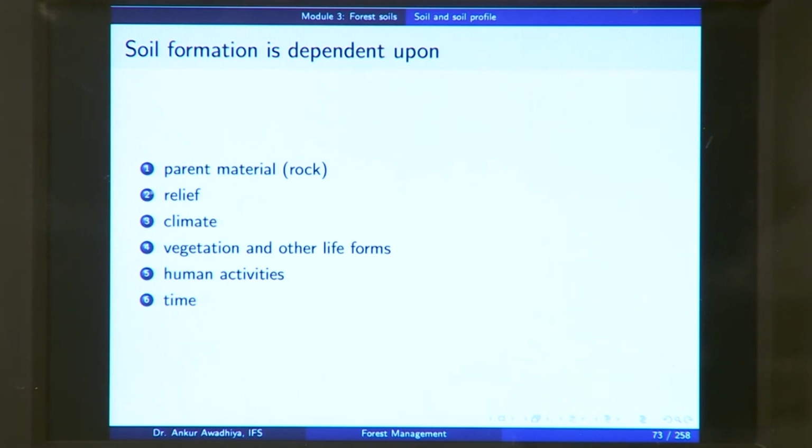Also, at the same time, we saw that soil is comprised of mineral particles, humus, air and water. So, when we say that we are seeing soil formation, there should also be humus in it, and this humus will only come from vegetation and other life forms.